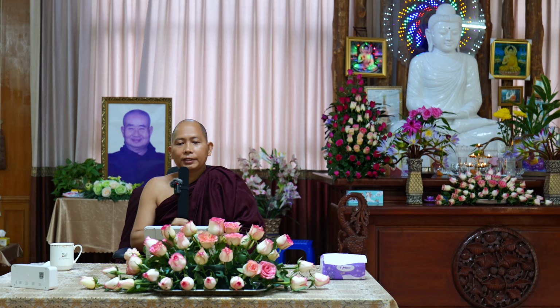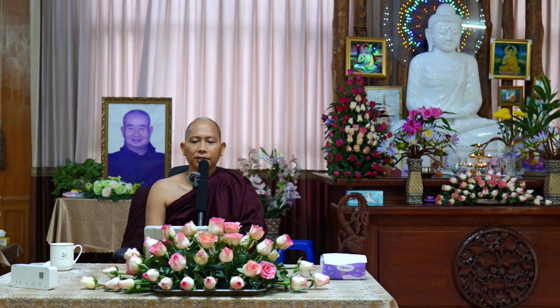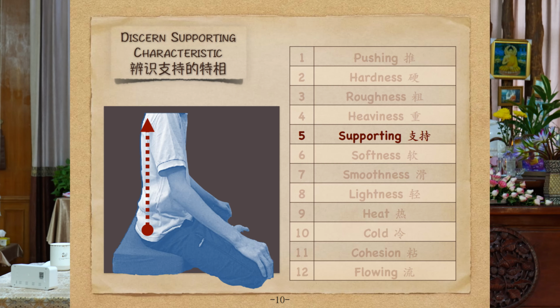Then if you can successfully discern these 4 characteristics, beginning from position, hardness, roughness, heaviness, generally together, then you can increase another one when you are satisfied with these 4 characteristics. Another one is supporting. Supporting is also a characteristic of the air element.